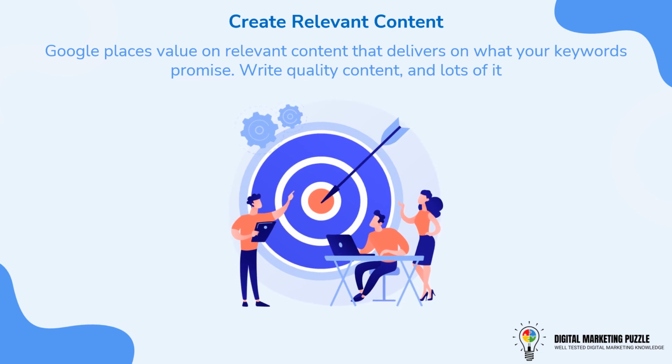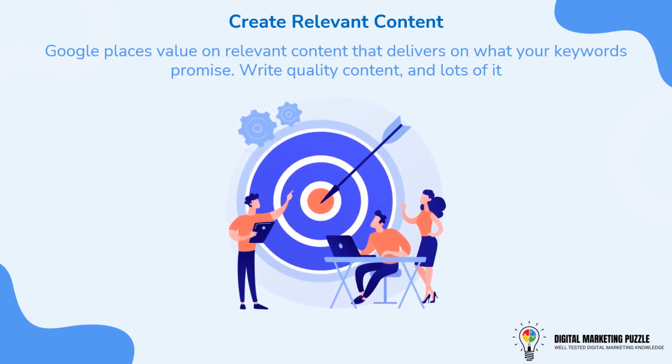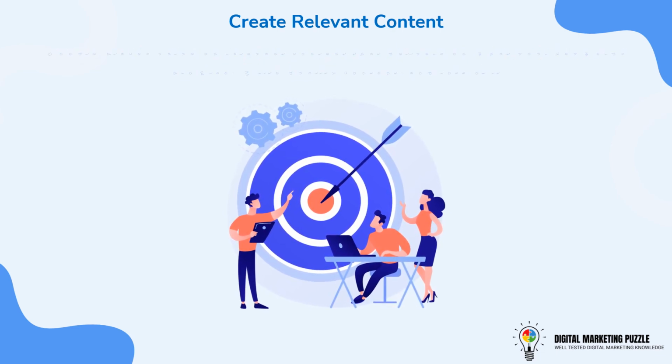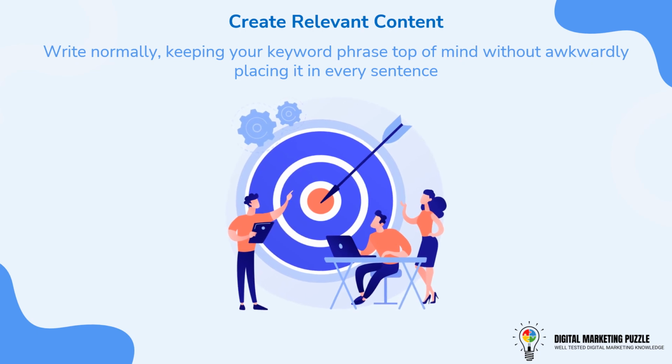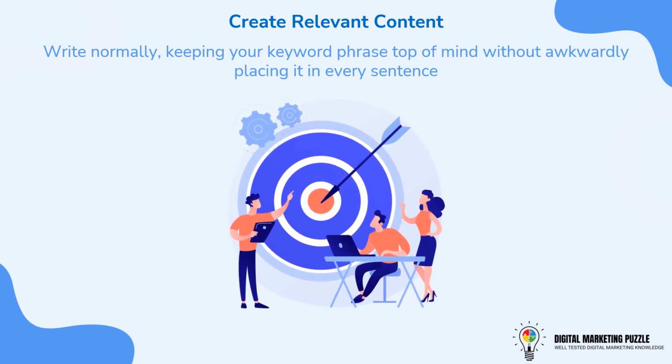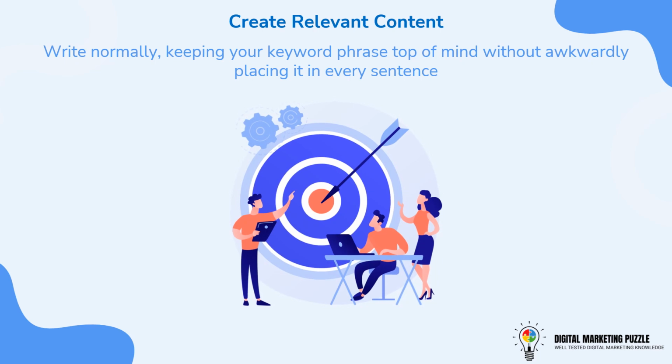Think about what your target audience wants and produce content that solves their problems and answers their questions. Write normally, keeping your keyword phrase top of mind without awkwardly placing it in every sentence. Once you have created the content, then go back and add the keyword phrase where appropriate and natural.